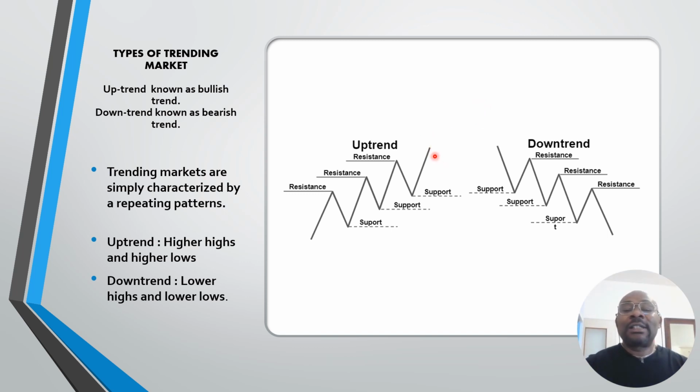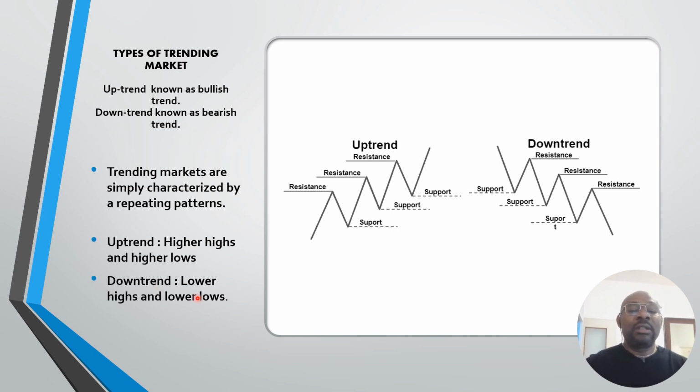If it fails at this point, if it produces a support, a retracement to this place, and it fails to produce another high, that means you need to watch out. A change of character is about to happen. But before it to be valid, you must see a candlestick pattern in between that will indicate that a change of trend is about to happen. So it's very, very important.